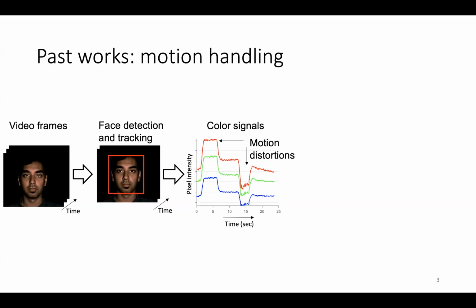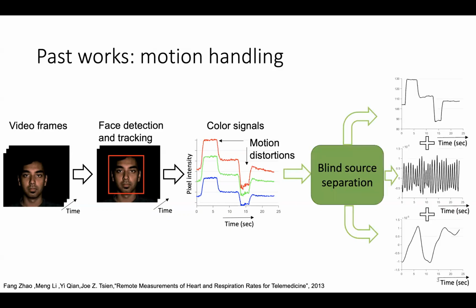Now, generally, even if the face tracker is perfect, there will still be motion distortions in the signal. And one of the earliest attempts to extract the PPG signal was to use a blind source separation technique like ICA or PCA that decomposes these three color intensity signals into three uncorrelated signals. And one of these signals would be the PPG signal that we are mainly interested in.